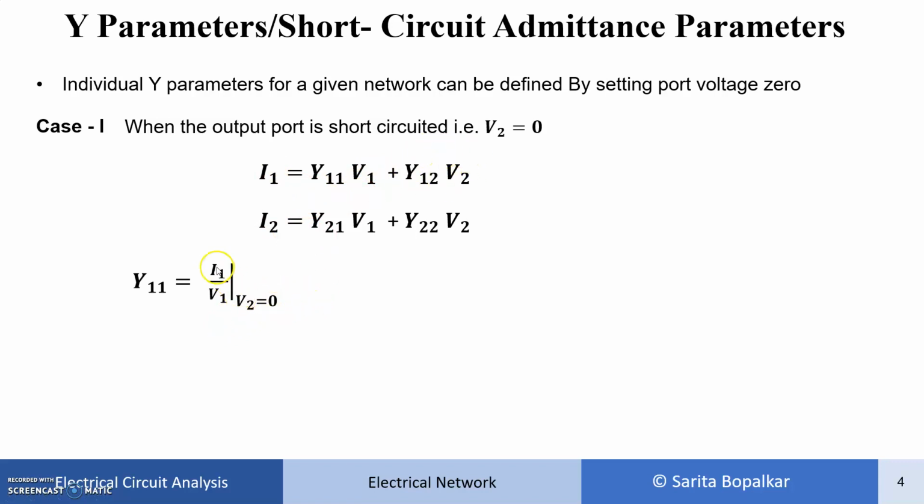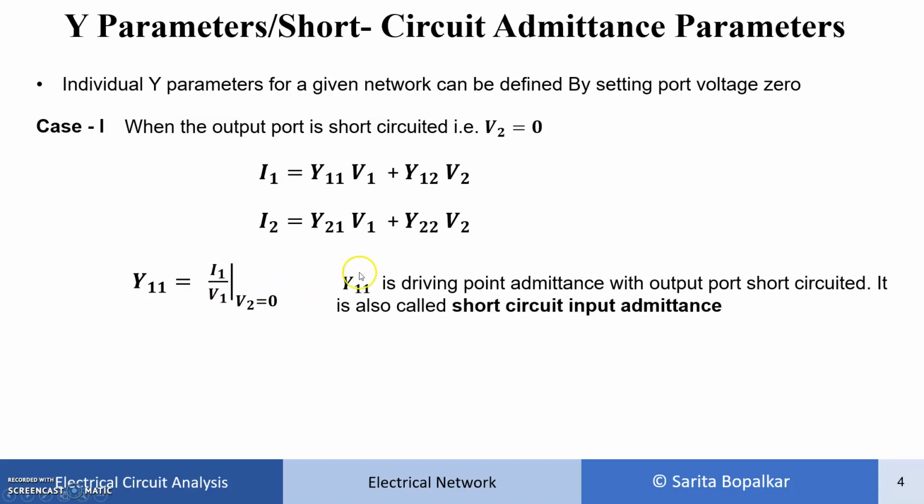What will we call it? Both the variables are from the same port. That's why driving point. Then it is the ratio of current and voltage. That's why admittance. So Y11 is the driving point admittance with output port short circuited. It is also called the short circuit input admittance.